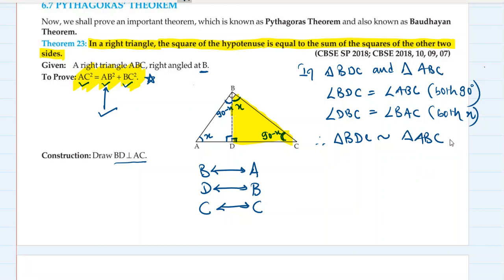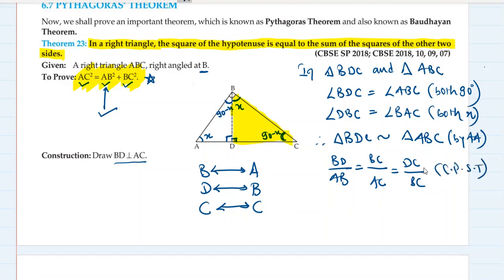Now again I'm going to write, by AA similarity, the ratio of proportional sides which are equal to each other. So BD upon AB is equal to BC upon AC is equal to DC upon BC. Now you tell yourself which two ratios out of these three ratios we are going to select to get closer to our proof.